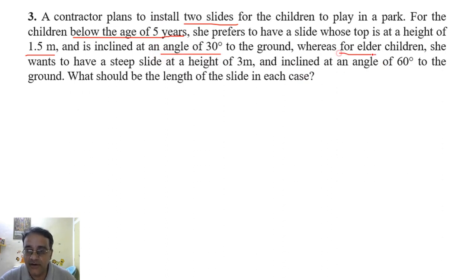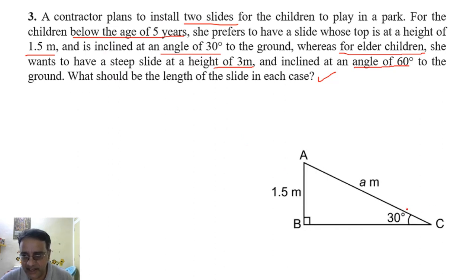Whereas for elder children, she wants to have a steep slide. Steep slide कब मिलेगा? जब angle हम लोग बढ़ाएंगे and at a height of 3 meter. What should be the length of the slides in each case? So we are going to take first children below the age of 5 years. See the diagram.